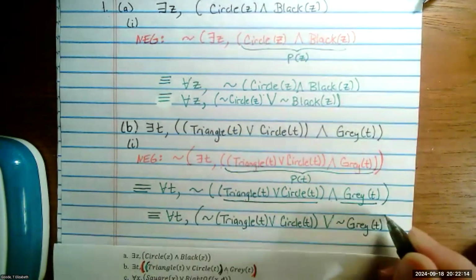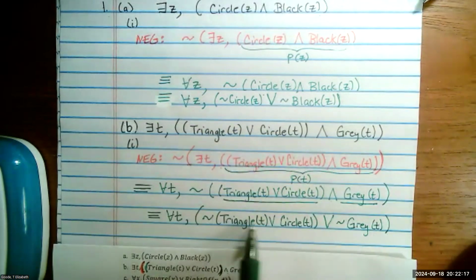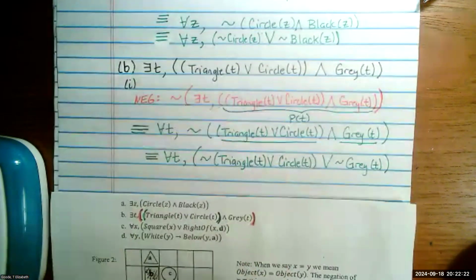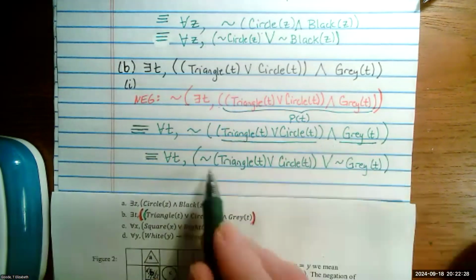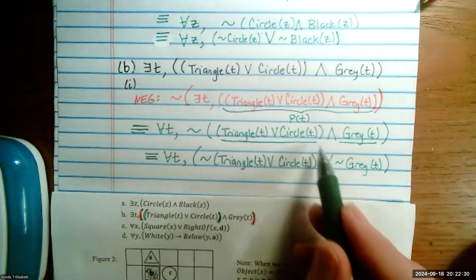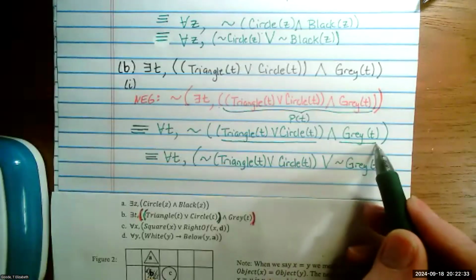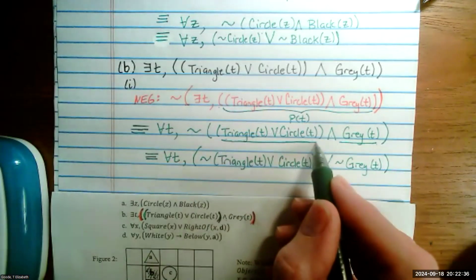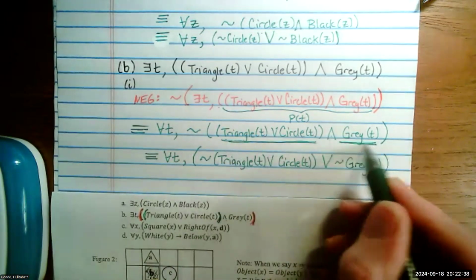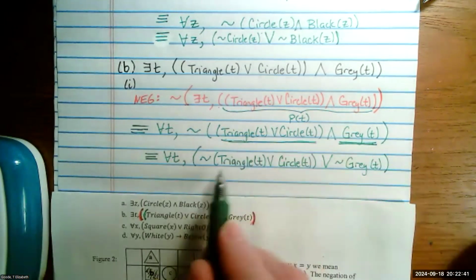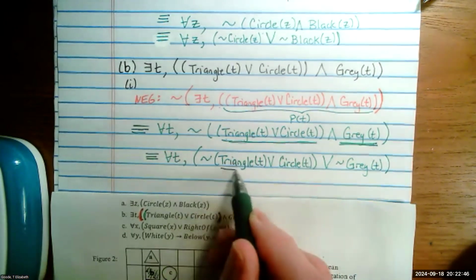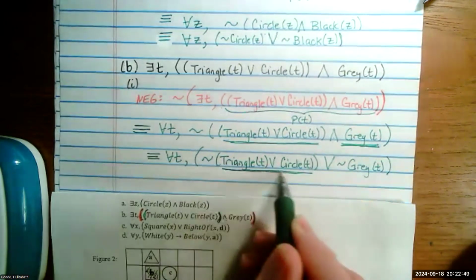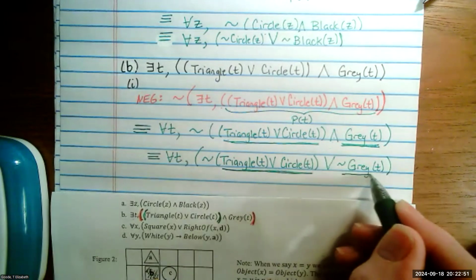So why does the or stay the same? Because we haven't brought the not through this yet. We're doing that in the next step. You see, the not is being applied to this and this. So we negate the first component, flip the and to an or, and negate the second component. I've just underlined the 2 components that go with the and. You see what I mean? Now this is a compound component, so the not gets applied to each component, right? So it's not triangle T or circle T, or it's not gray T.